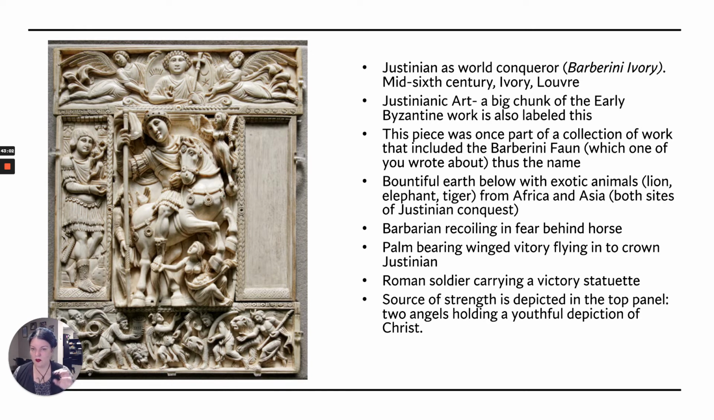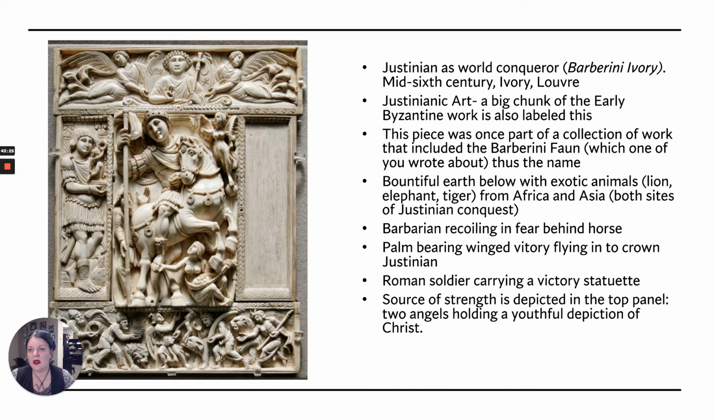Down below, we have these people bringing in bountiful harvest items to him. We also have lions and tigers and elephants, oh my. So that signifies the bounty of his empire in terms of its rich agriculture. These exotic animals also show that he is pushing the realm of the empire out further into exotic lands in Africa and the East.